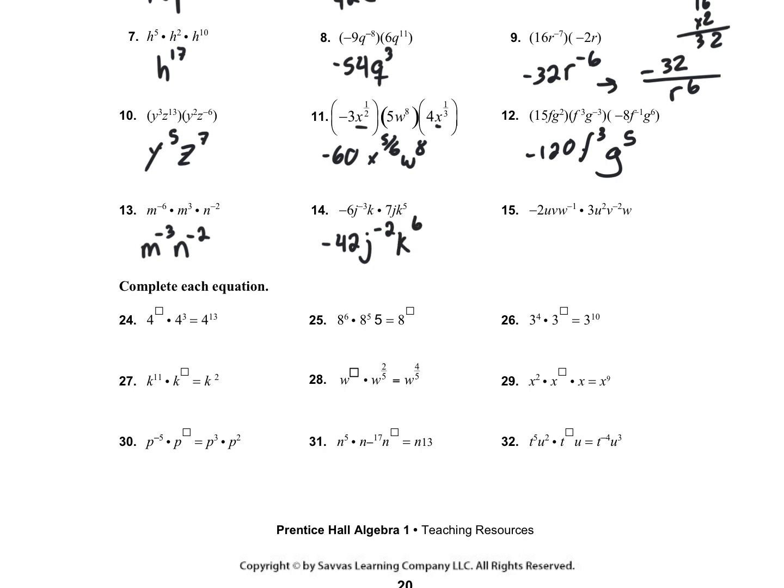Now for 13 and 14, let me simplify them fully. Remember, when it's fully simplified, there are no negative exponents. So the way you would also simplify 14, that's going to look like this.